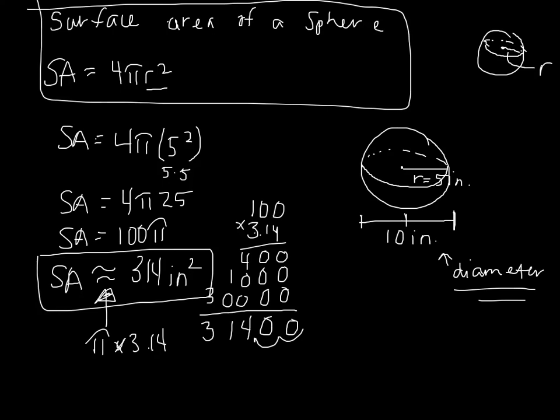Okay, so that is an example of how to do a sphere, a cone, and a pyramid, how to find the surface area of those. Make sure you pay very close attention if they tell you diameter or if they tell you radius. That's really the only tricky thing that it looks like they're going to do.